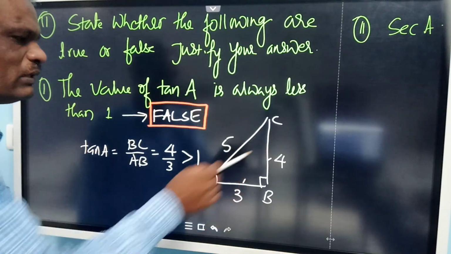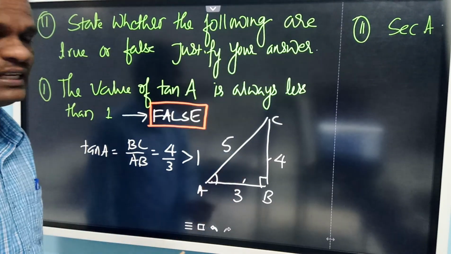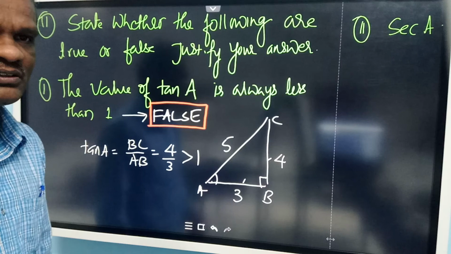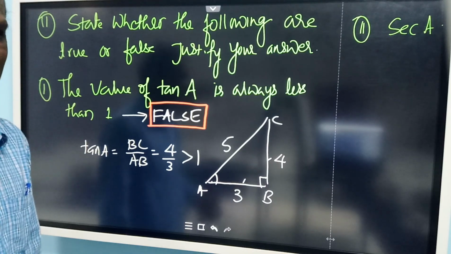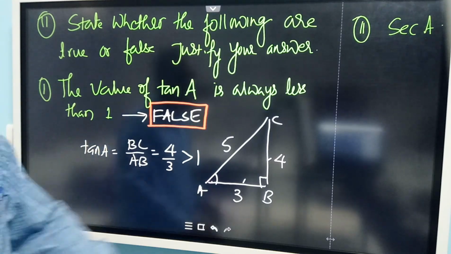Sometimes these two may be equal also. If I take an isosceles right triangle, these two are equal. Sometimes it will be equal to 1, sometimes it is greater than 1, sometimes it is less than 1. So therefore the given statement is false.